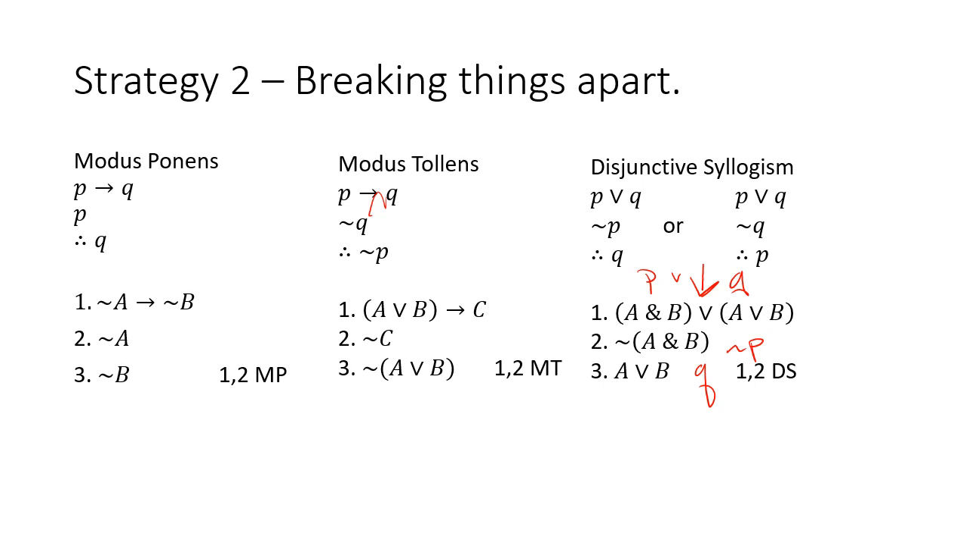So again, just to summarize here, simplification breaks apart conditionals, and you don't require a second line to do anything. You can just break them apart right away. Whereas modus ponens, modus tollens, and disjunctive syllogism, they all require a second line. They all require something to help break them apart.